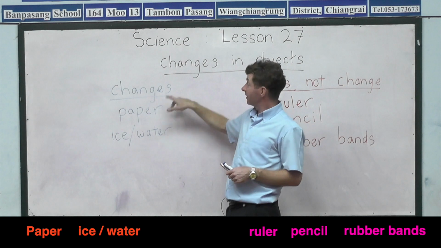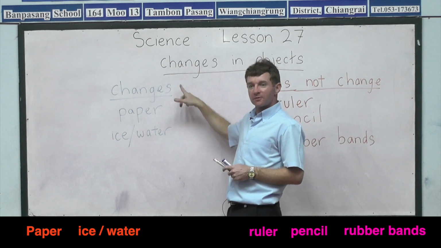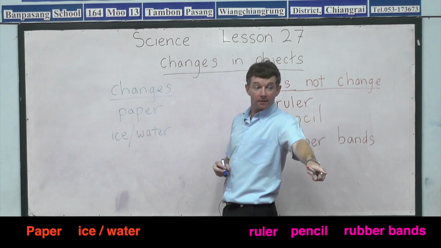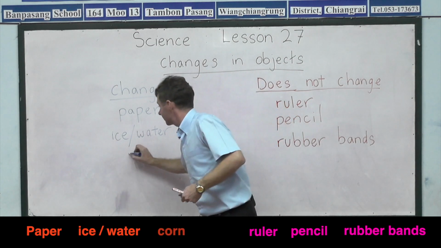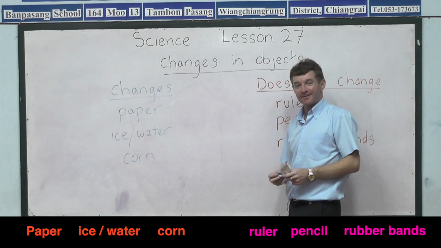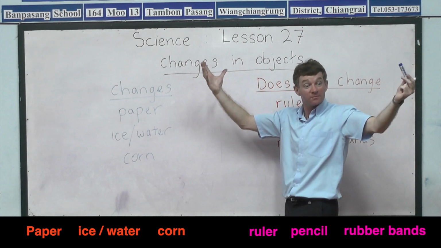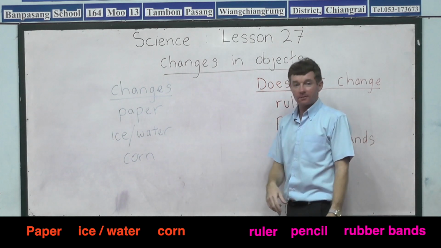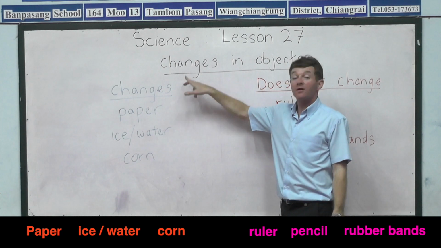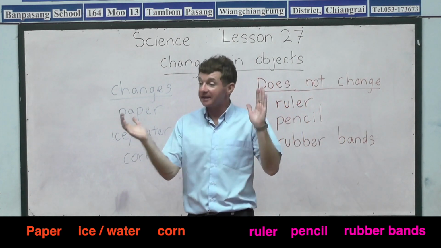Paper changes. Ice or water changes. Can anybody remember one other thing? Sorry? Paperclip. And how about corn? What does corn change to? Popcorn. Remember when we had corn and we pop, it becomes popcorn. So we say corn changes. Ice or water changes. Paper changes. Okay, excellent guys, well done.